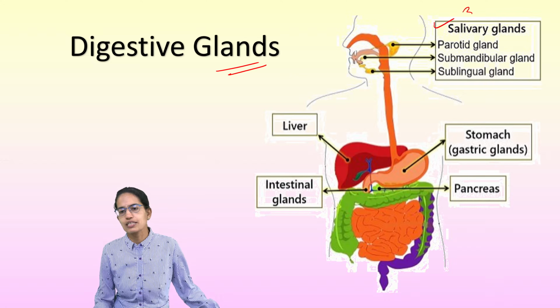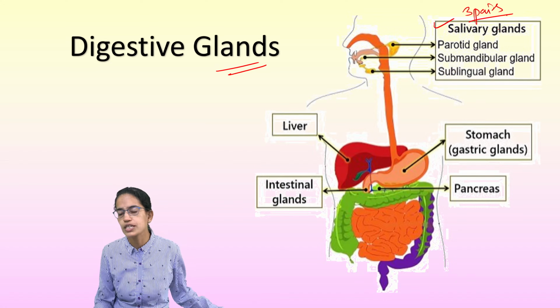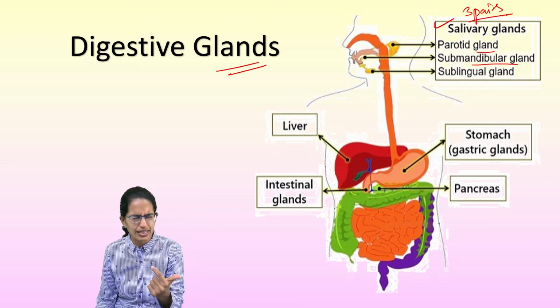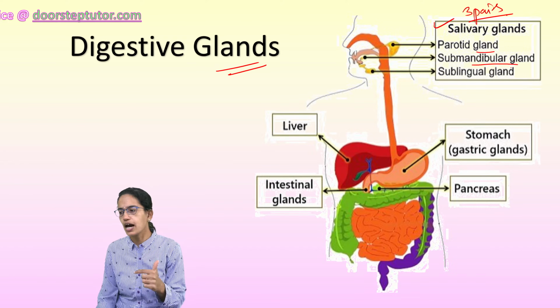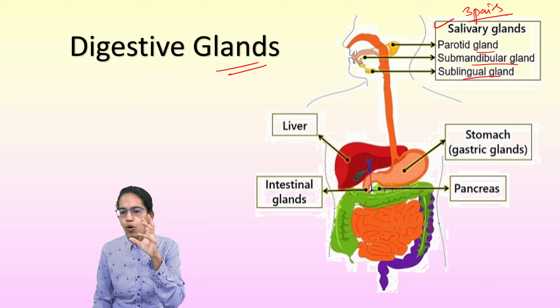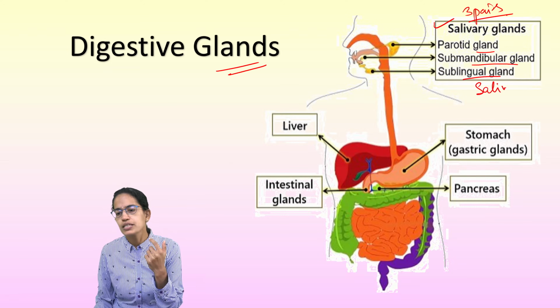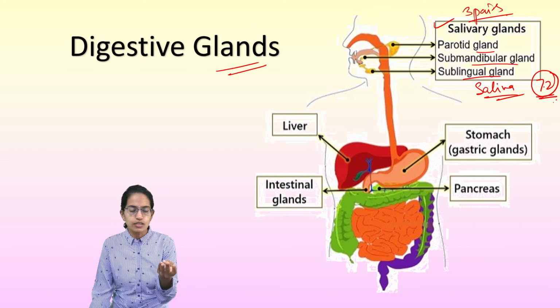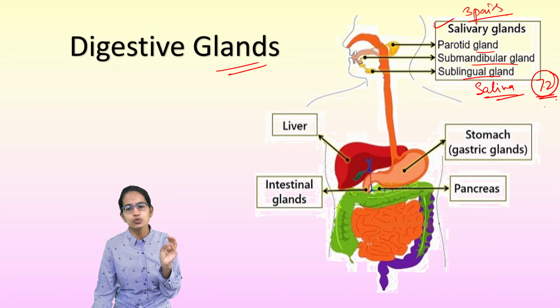Salivary glands, as we said, three pairs of salivary glands are present. The parotid is behind the ears, beneath the ears. The submaxillary or submandibular glands are inside the lower jaw. Sublingual is below the tongue. All of these release saliva. Saliva is slightly alkaline in nature. The pH is 7.2. It's very important to note here. Water, salt and mucin is released. Salivary amylase breaks the starch into simple sugars.